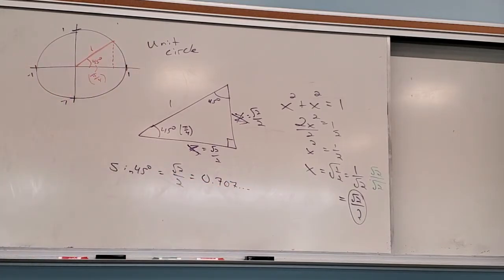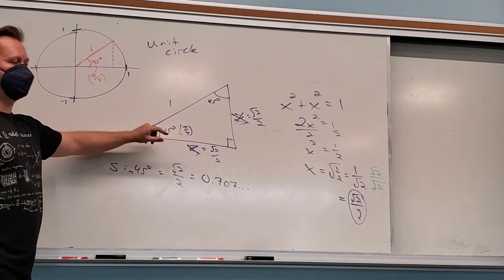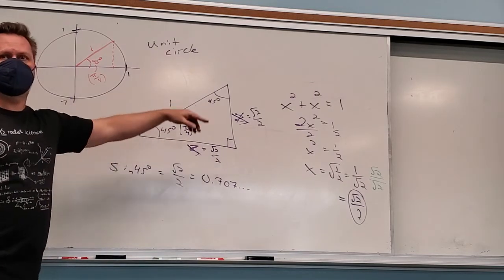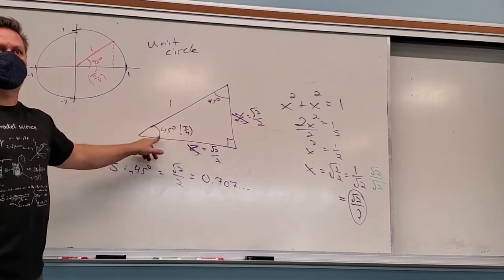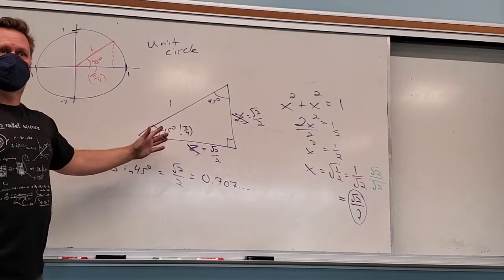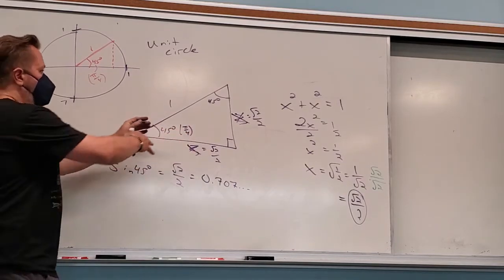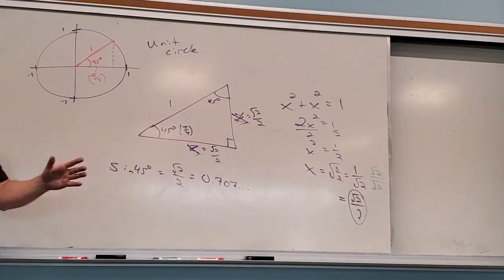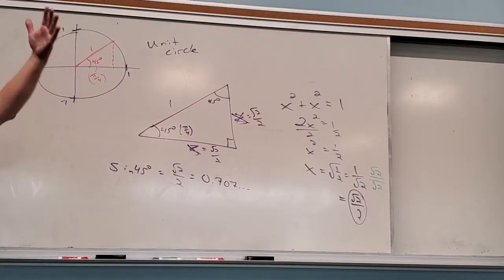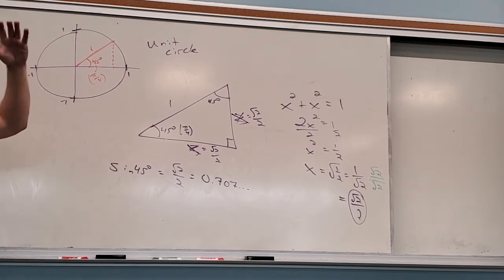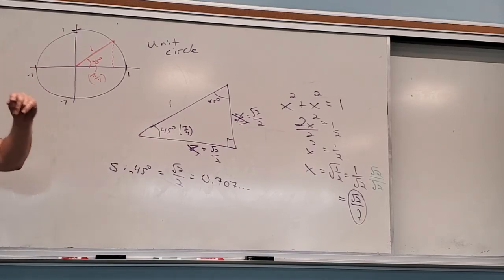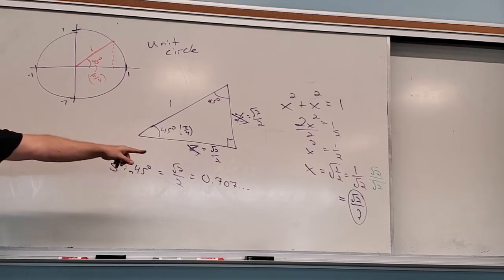Cool. I like it. Now, this triangle here, is it the only right triangle that has a 45-degree angle? Is it the only right triangle in the whole universe that has a 45-degree angle? No. Could I make a bigger triangle that has a 45-degree angle? Right? But like we saw before, if it's bigger, it'll still reduce to the same number. So no matter what right triangle a 45-degree angle lives in, the sine of that angle will be 0.707.